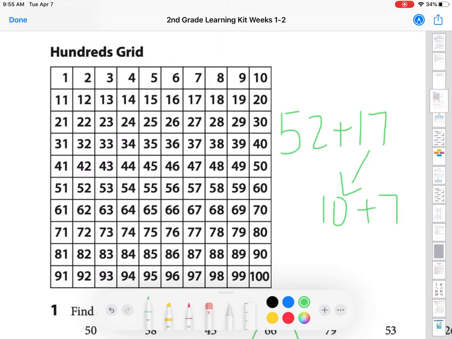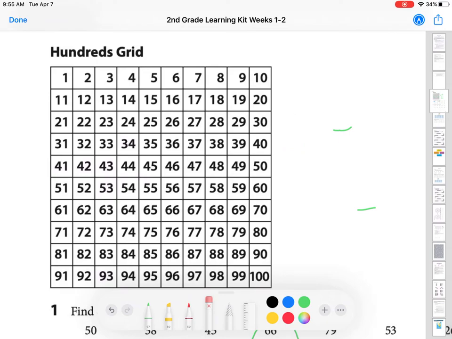So I'm starting at the number 52. I find it on my hundreds grid. I'm going to then go down, so I add on a 10. Now I'm at 62, but I'm not done. I then have those 7 ones to add on. So I go 1, 2, 3, 4, 5, 6, 7, and voila! The answer is 69.